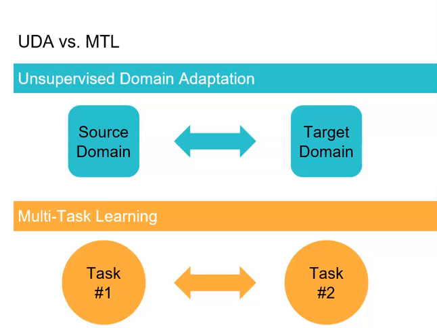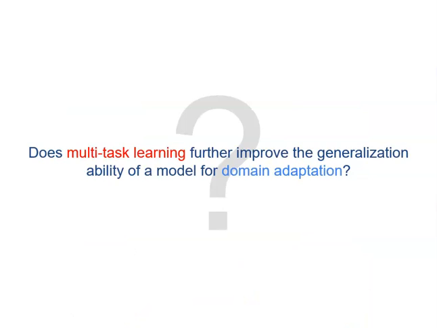So, unsupervised domain adaptation would like to transfer knowledge between domains, and multitask learning would like to transfer knowledge between tasks. In view that both techniques aim to improve a model's generalization ability, for example, being less overfitted to a domain or a task, one interesting question is: does multitask learning further improve the generalization ability of a model for domain adaptation?